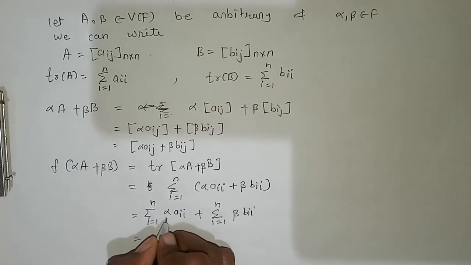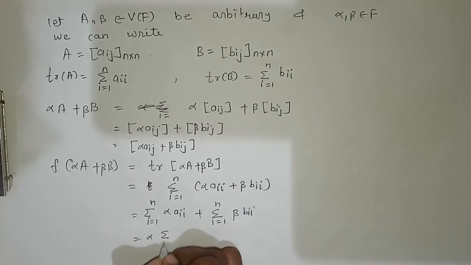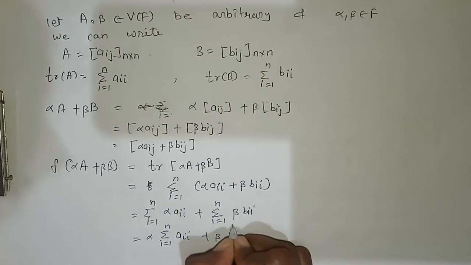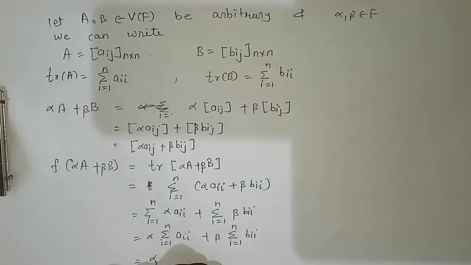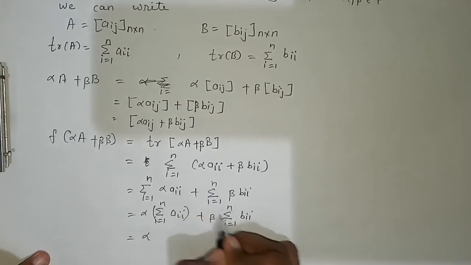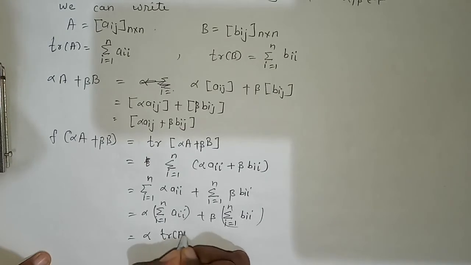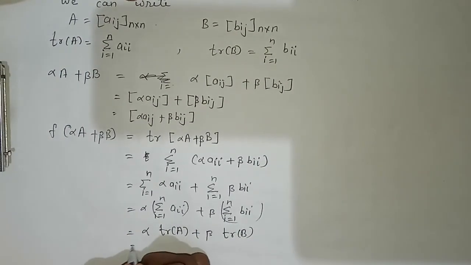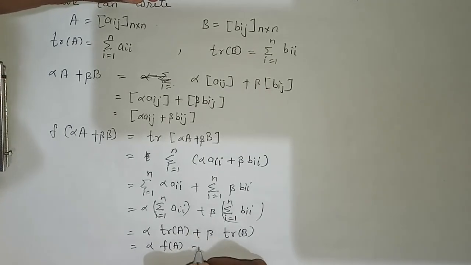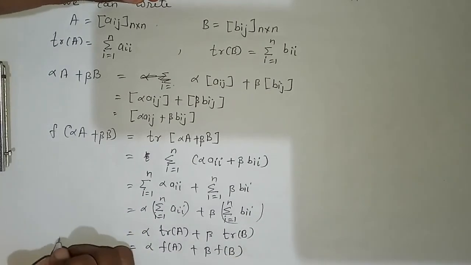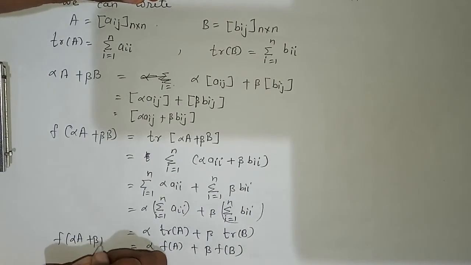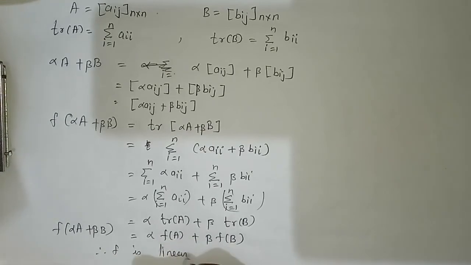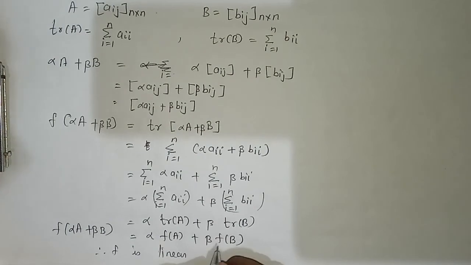Now as alpha is any scalar, I can take it outside the summation, so this becomes alpha into summation i equal to 1 to n of aii plus beta times summation i equal to 1 to n of bii. If we see these values, then we can say that this is nothing but the trace of matrix A and this is nothing but the trace of matrix B. So from here we can say that this is nothing but alpha times f of A plus beta times f of B. That is, f of alpha A plus beta B is equal to this. Therefore we can say that f is a linear functional, or we have proved that the trace function is a linear functional.